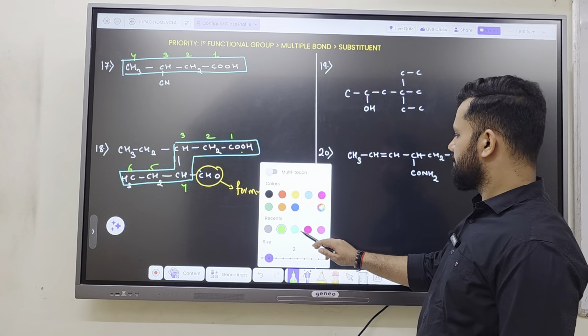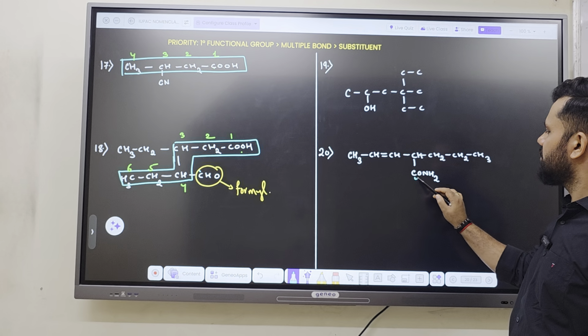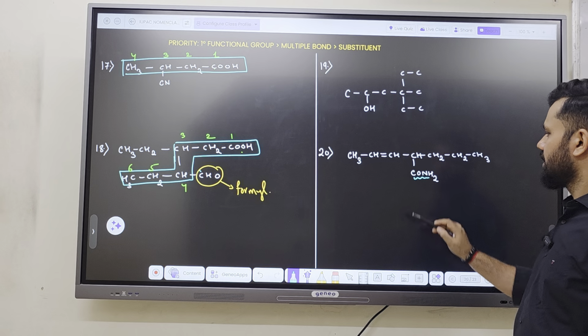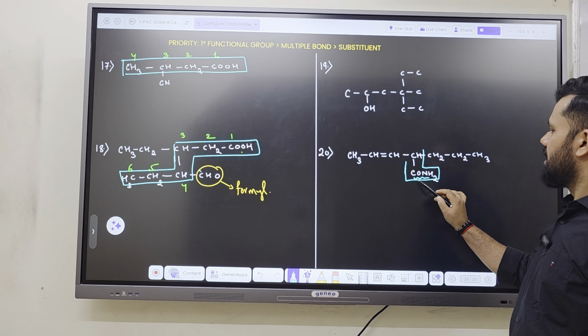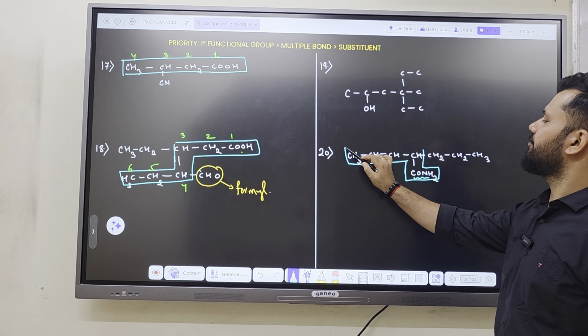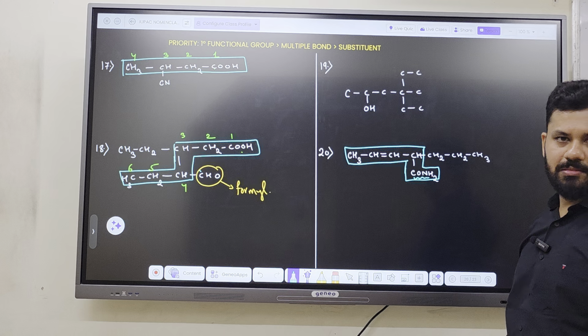Let us check this one. Here, this functional group is called amide. So when we are going to select the PCC, we are going to select amide and we are going to turn left because there is a double bond. So how to number it?